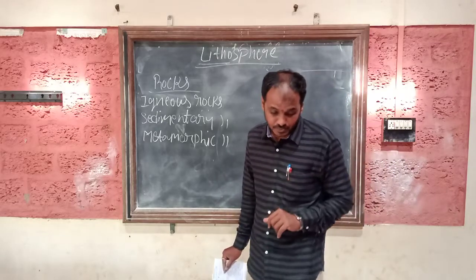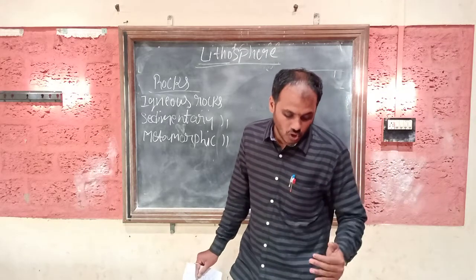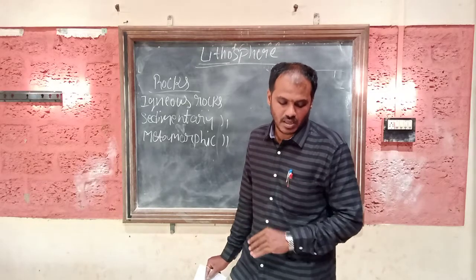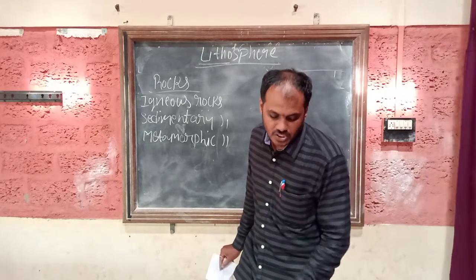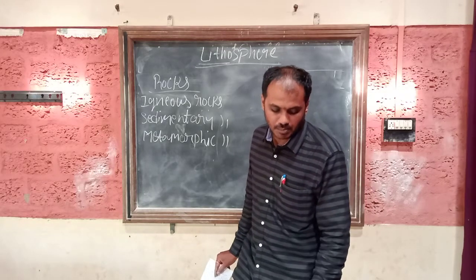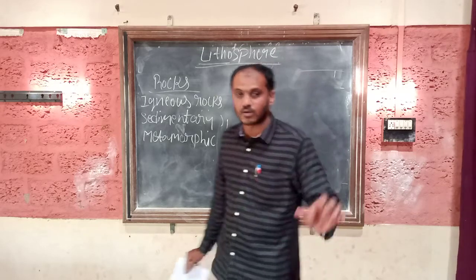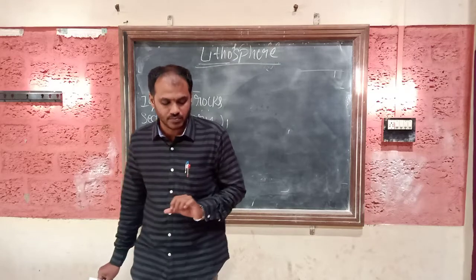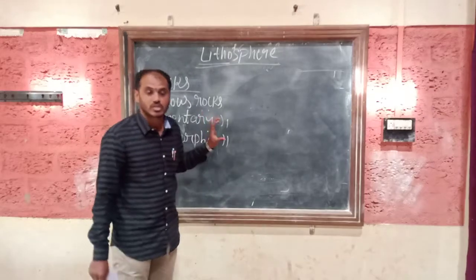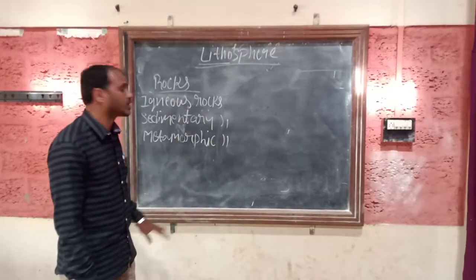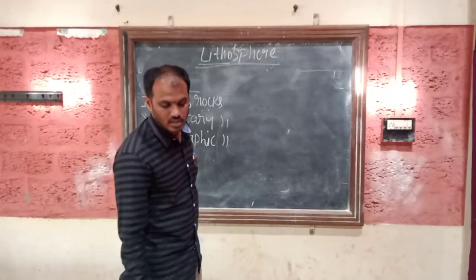Examples are granite, sandstone, coal, limestone, graphite, etc. Metamorphic rocks are the hardest rocks on the earth. These rocks supply precious stones: sapphire, ruby, emerald, diamond, etc. are found in the metamorphic rocks. So this is regarding the rocks.